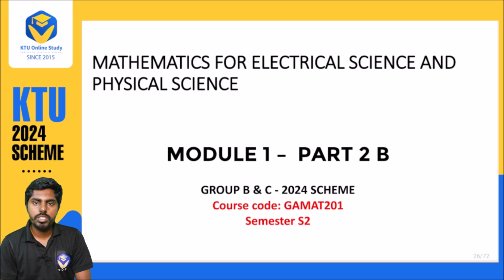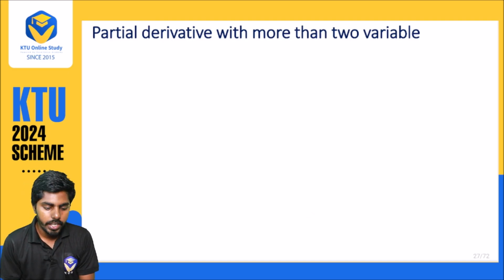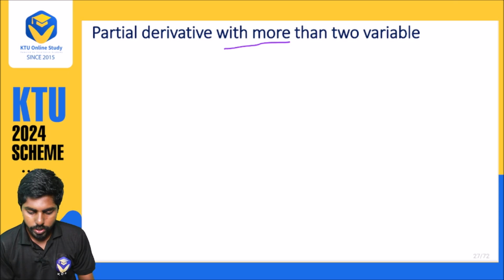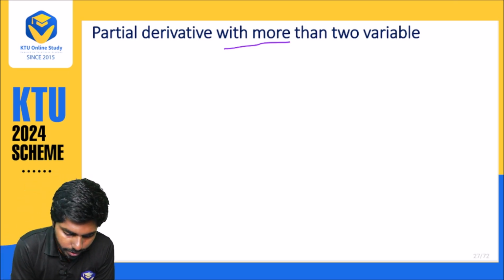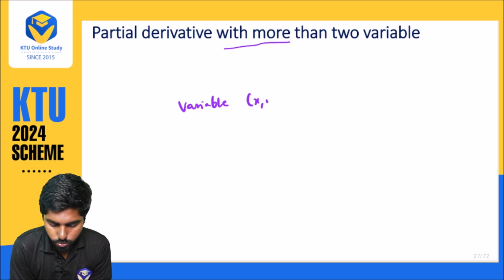So today we are going to see the topic on partial derivative with more than two variables. In the previous video we have seen about the partial derivative. Today's class is about partial derivative with more than two variables. Variables means what? Variables are x, y, z.